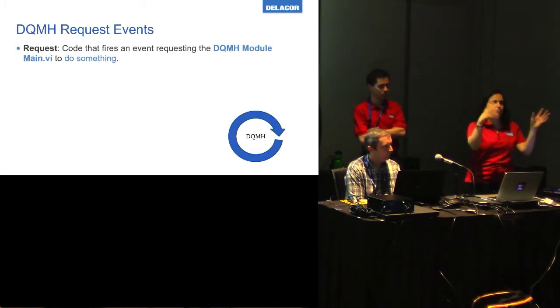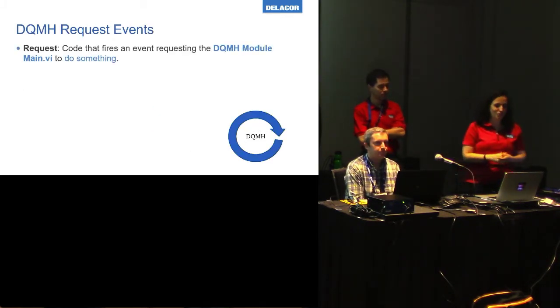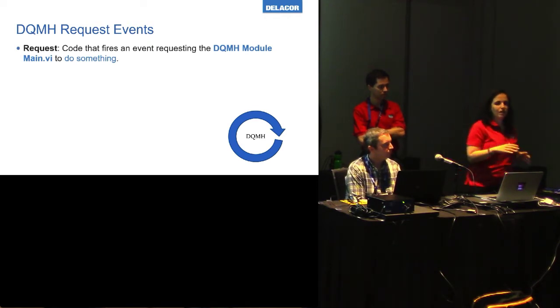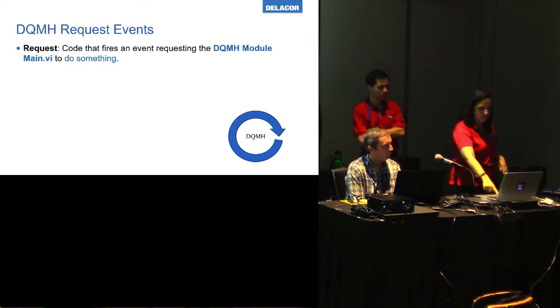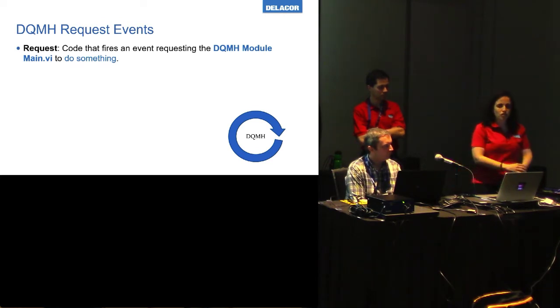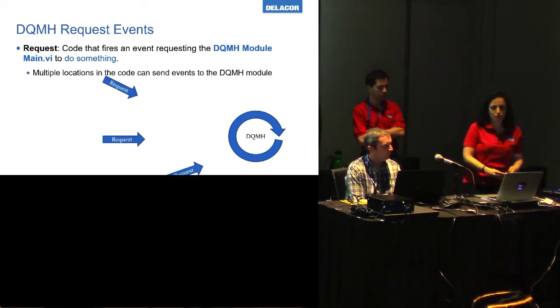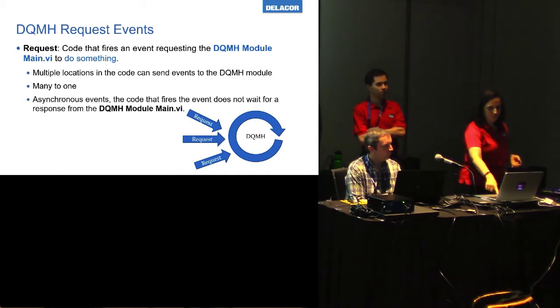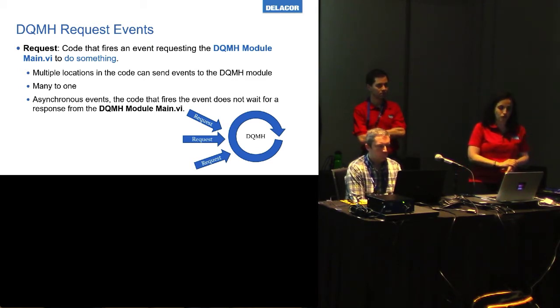Then, just a refresher or a new concept to everyone here. A request is code that fires an event asking the DQMH module to do something. Multiple locations in the code can send events to the DQMH module with their particular requests. It's many to one. This is a type of asynchronous event.